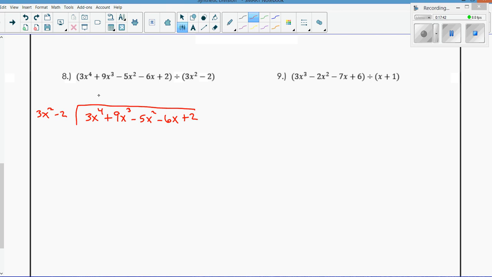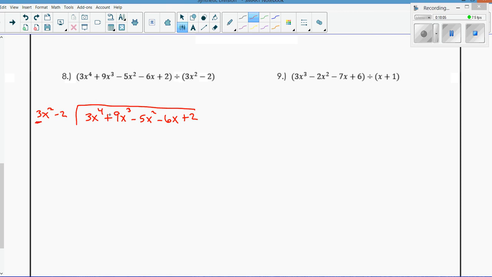I can't start over the x to the 4th. That would give me an x to the 6th. I can't start over x to the 3rd. Times x squared would give me x to the 5th. I can start over x squared because I'm trying to multiply by x squared. This was actually a little bit different than yesterday because we never had a 3 here.